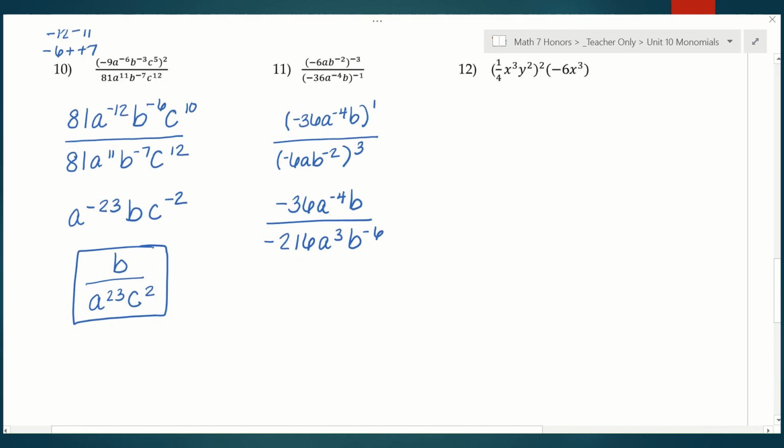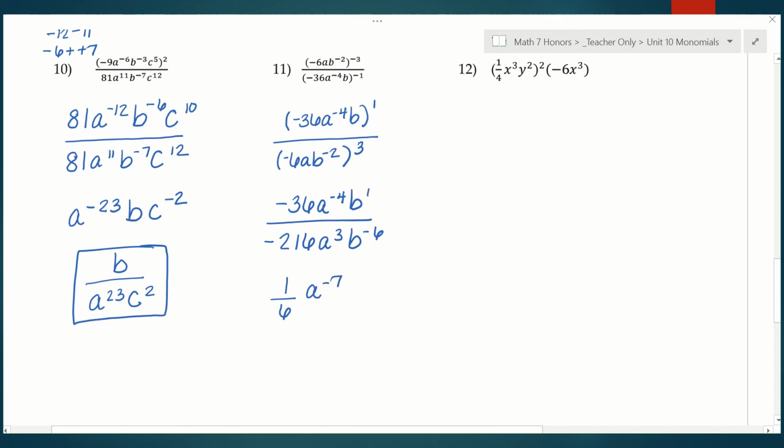Okay, so now I'm ready to divide. Negative 36 divided by negative 216, I can just reduce that. That actually reduces to positive 1/6. Okay, and then I'm going to divide a to the negative 4th and a to the 3rd. So remember, I'm subtracting. Negative 4 minus 3 would give me a to the negative 7.